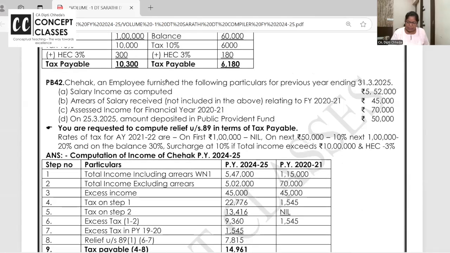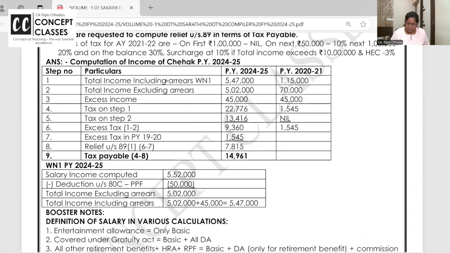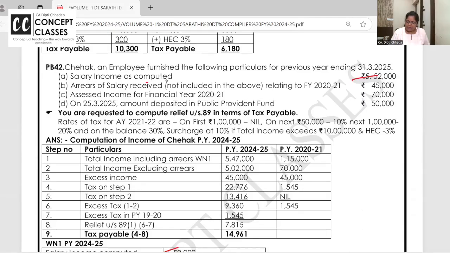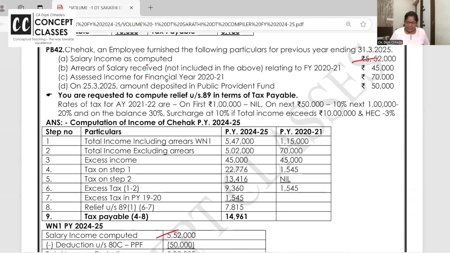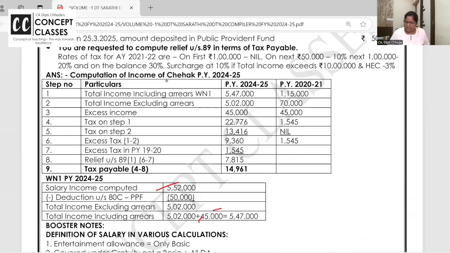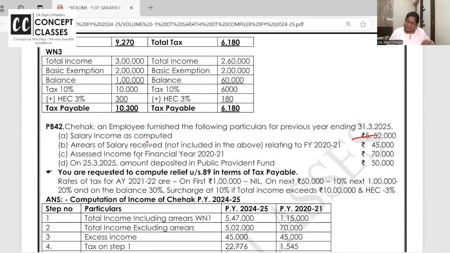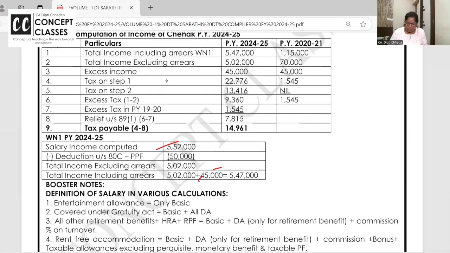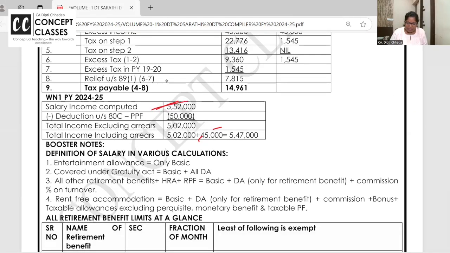See, look at this problem. Chehek is having salary income now of 552. I have written it down because this is computed salary. Arrears of salary 45,000. Okay. And assessed income in that year is 70,000. And in 2003 they have put 50,000 in PPF. Okay. So this year the salary income is 552 after PPF. So that salary plus 45,000.